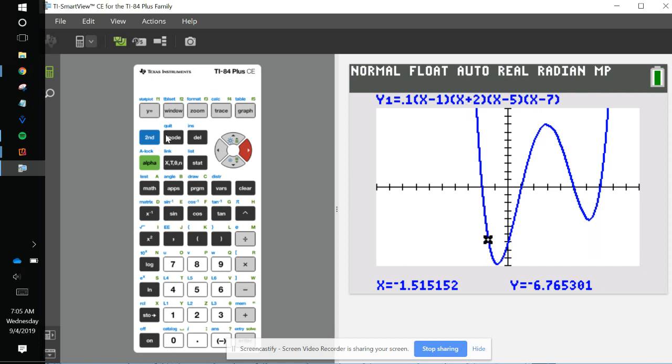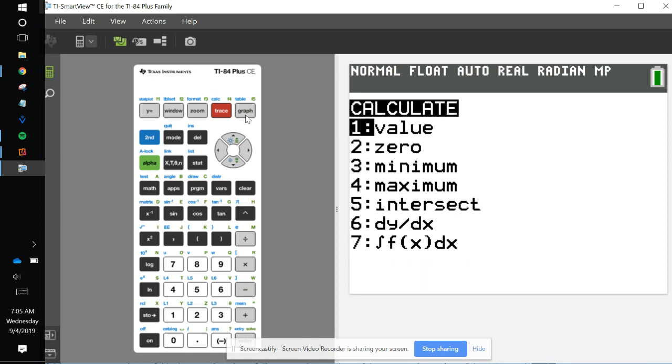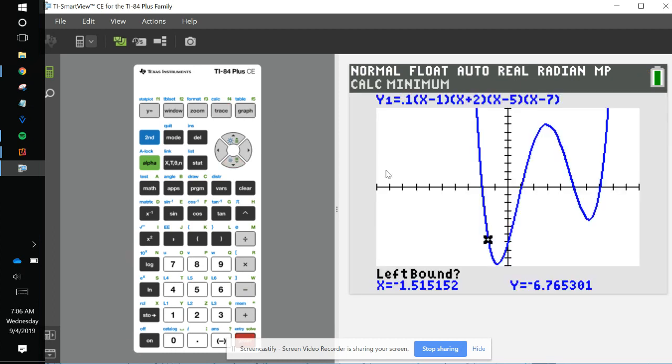To get the exact value, you press second trace, okay, second trace, and then we're going to scroll down to minimum. Now you have to repeat this process for every local min and local max. So since I have 2 local mins and 1 local max, I'm going to have to do this process 3 times. So first it says left bound, and so I'm going to choose a point that's left of my local min, and I'm going to try and get the value of this first one on the left. So that my cursor is left of the local min.